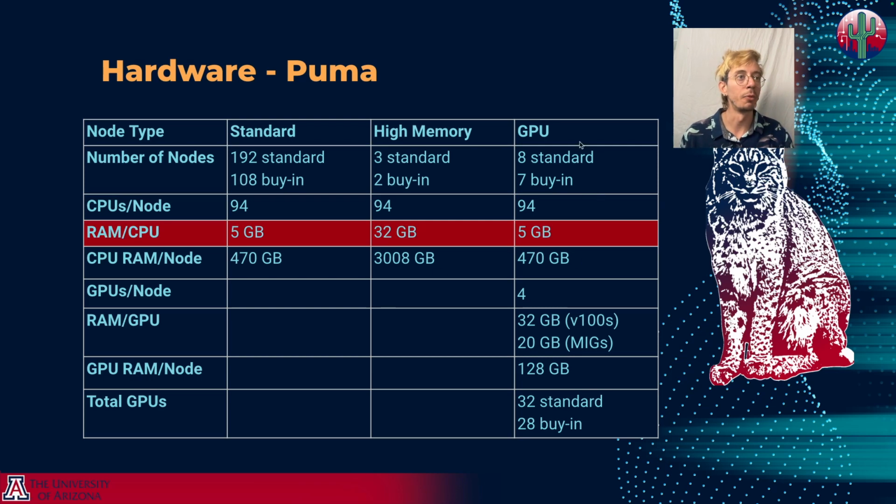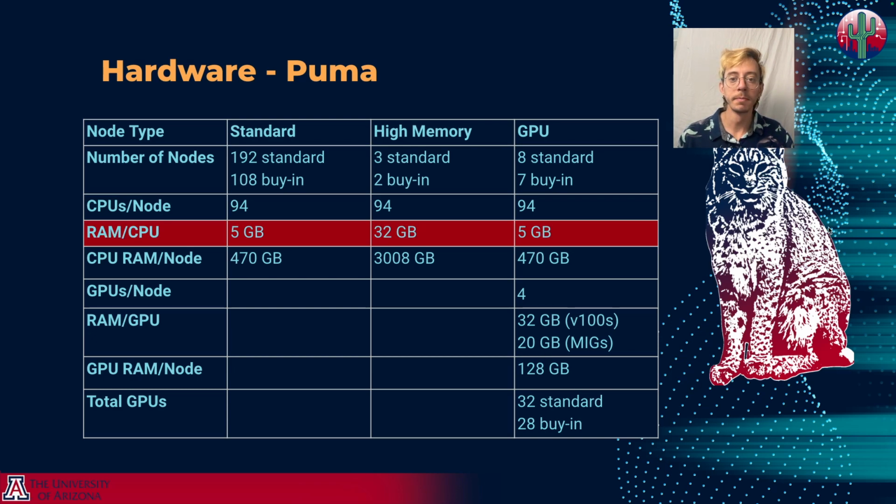And lastly, here on the right-hand side, we have the GPU nodes. Also have 94 CPUs per node and 5 gigabytes of RAM, but we also have different parameters here that refer to the GPUs themselves. So if you're going to go through and request a GPU, you would need to be familiar with these options here.